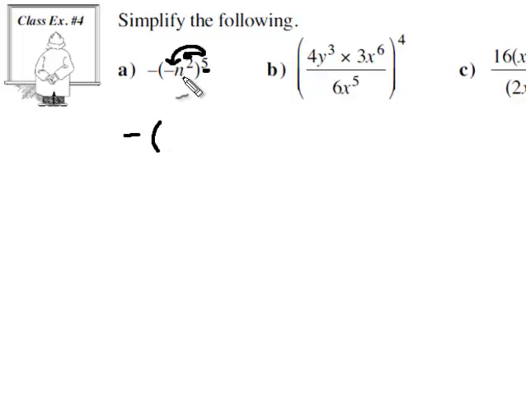Now a negative n squared is like saying negative 1 times n squared. So negative 1 to the 5th power is still negative 1. So anytime you see a negative sign with an odd exponent, like 3, 5, or 7, it's going to stay negative. If it was an even exponent, it would become positive. So I'm going to leave the negative sign there, and then I'm going to use my power of a power law here that says 2 times 5 makes 10.